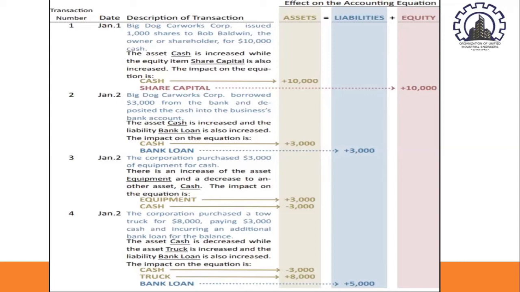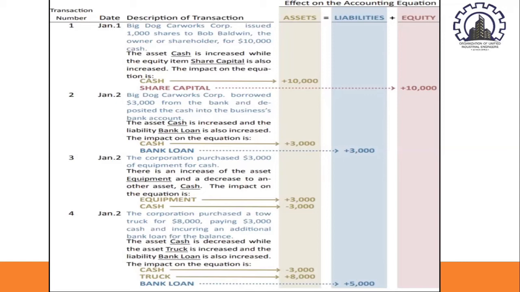It is a liability because you have a debt obligation to the bank, meaning you should be paying that every month or depending on your agreement with the bank. So therefore, you increase as well your liability. That is why you have there plus 3,000 under liability.